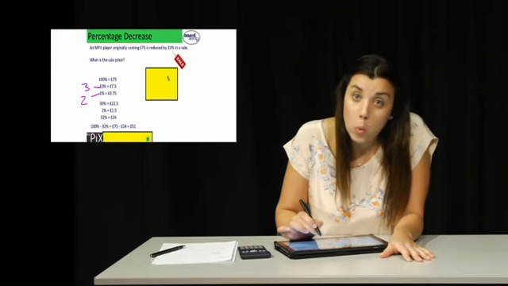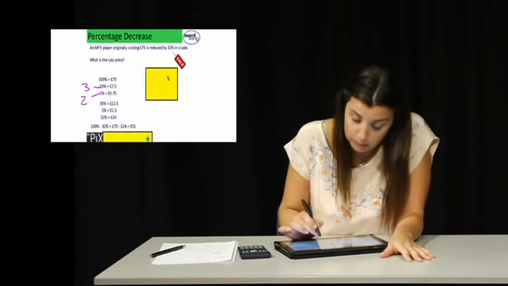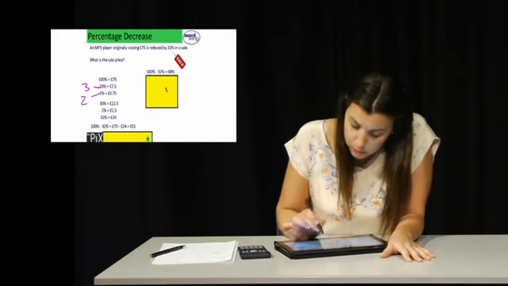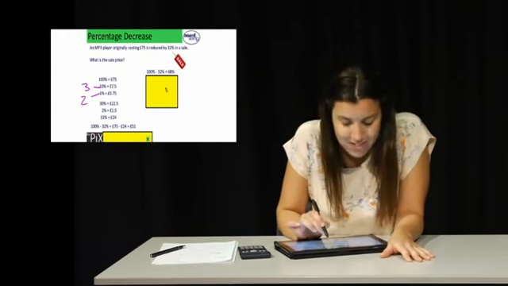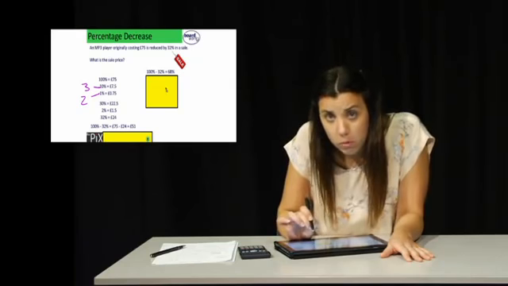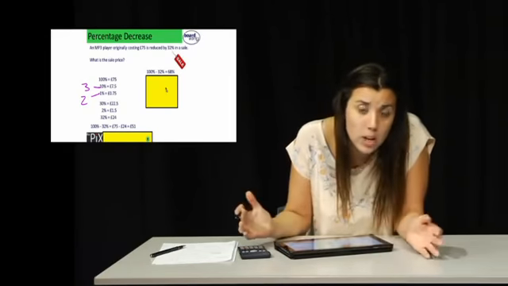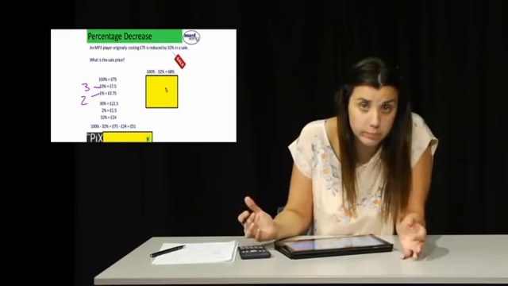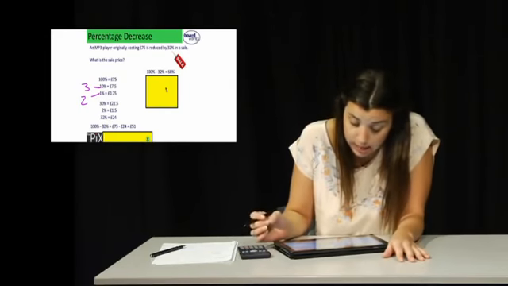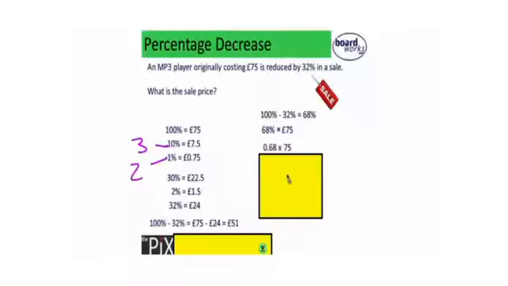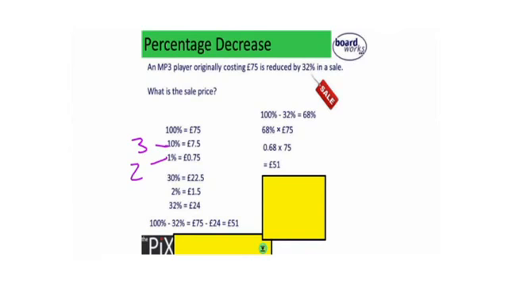Let's now look at the method with a calculator using our multiplier. So we've got 100% as our original, and this time we're taking away 32%. It's going down by 32%. So actually, all we're looking at is 68%. So we need to find 68% of our 75. Using a multiplier, that's going to give us 0.68. 0.68 times by 75 comes out the same answer, £51.